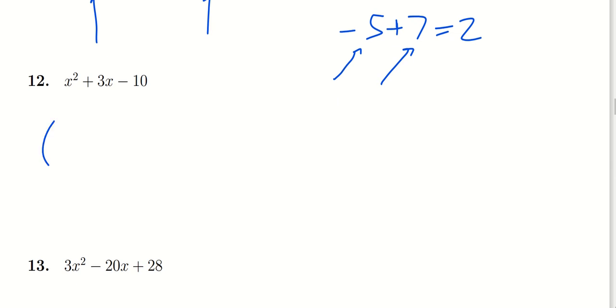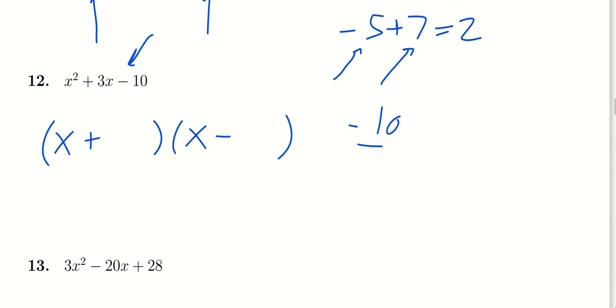Very similarly, if we look at this one, it has to be an x and an x. Because the last term is negative, we need to have a mixture of signs. The factors of that last term, the factors of that negative 10, are negative 1 and 10, negative 2 and 5, or you could have 1 with negative 10 and 2 with a negative 5.